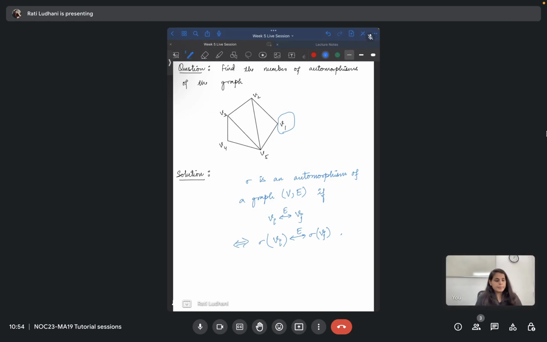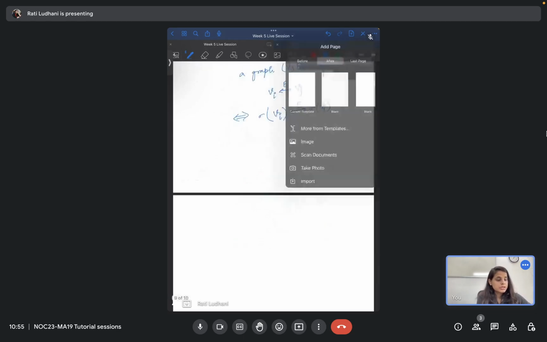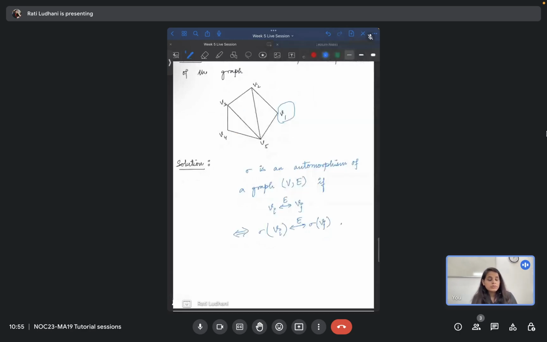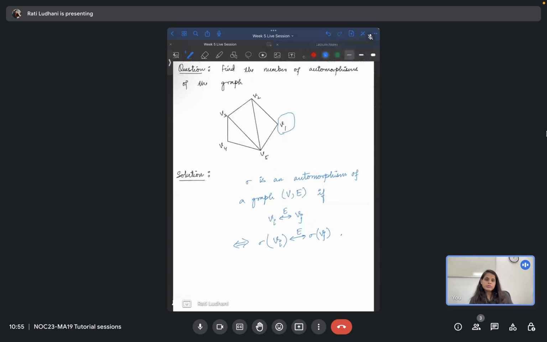Yes, ma'am. So let's see what we have here. Can we do something in this question? You have this figure, and there's a very good way to count: you just count the degrees. At this point there are two edges going out, so the degree of v1 is 2. You just count how many edges are going out of it.